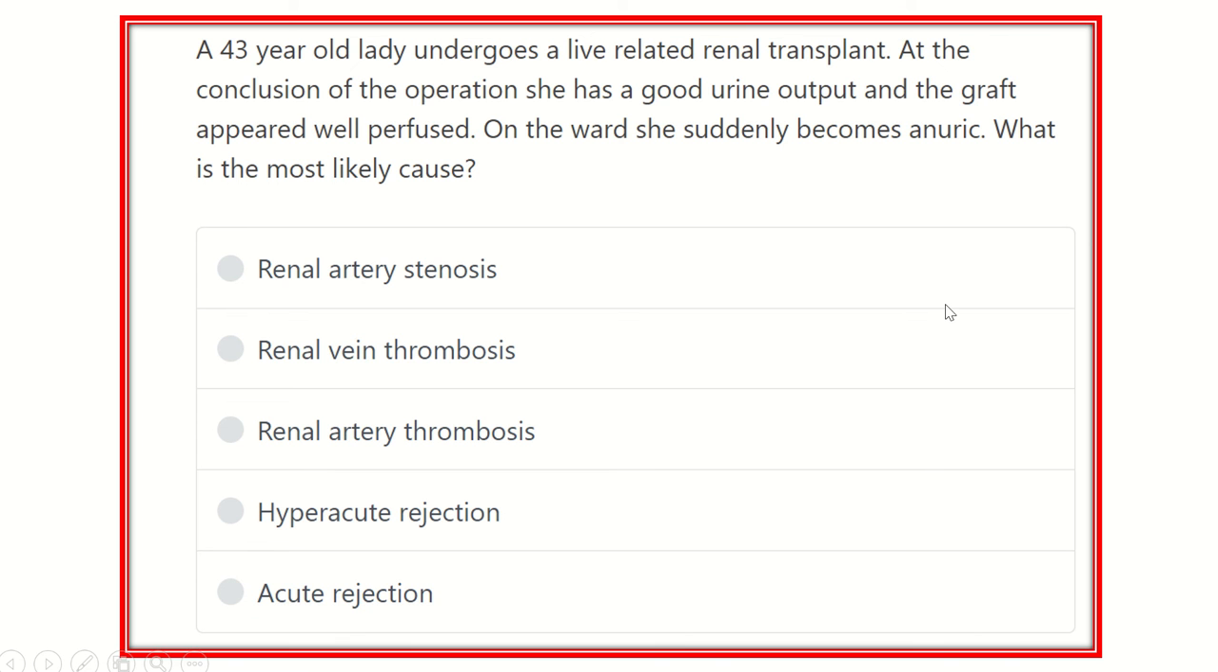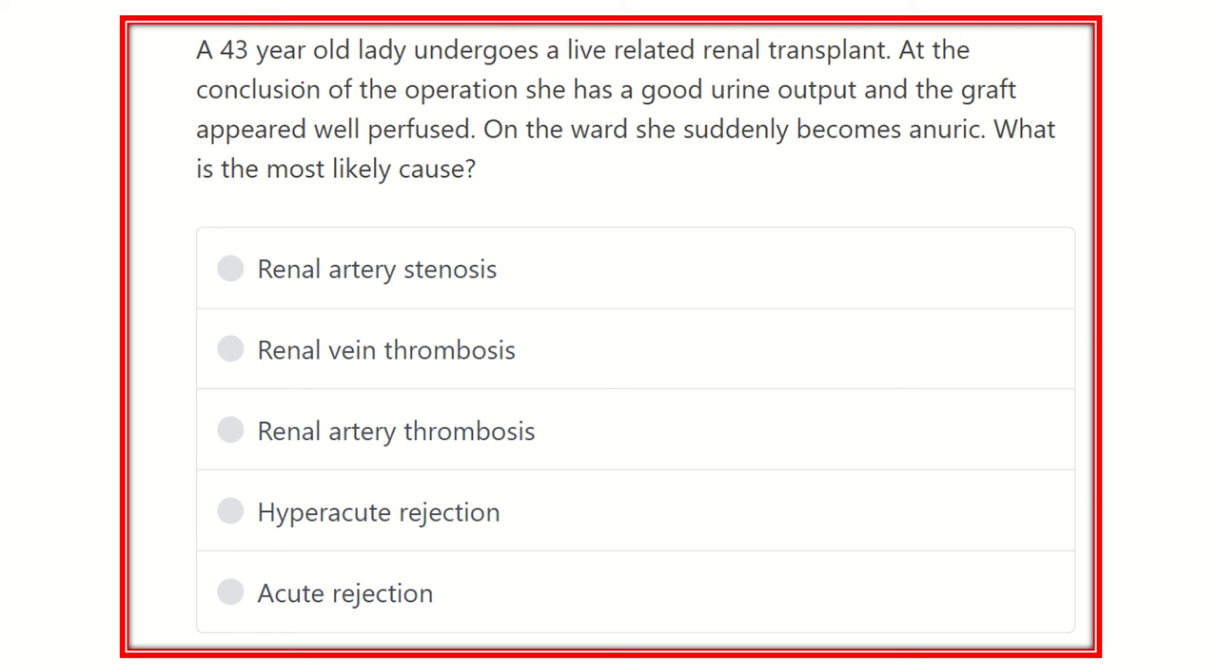Today we are going to discuss another question regarding MRCS based on eMRCS. Here is the question: a 43 year old lady undergoes a living related renal transplant. At the conclusion of the operation, she has a good urine output and the graft appeared well perfused. On the ward, she suddenly became anuric. What is the most likely cause?